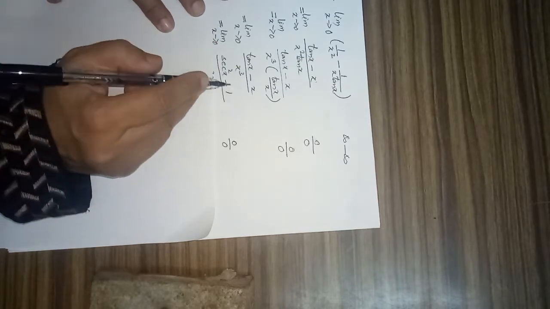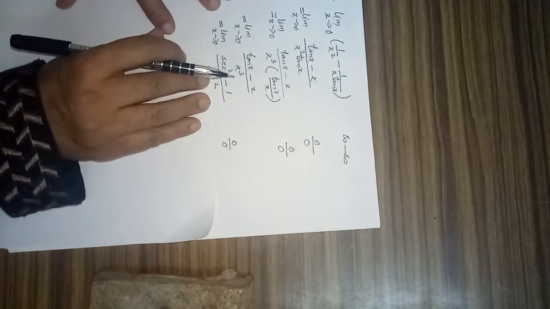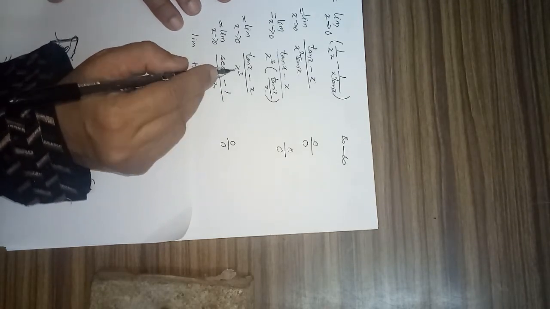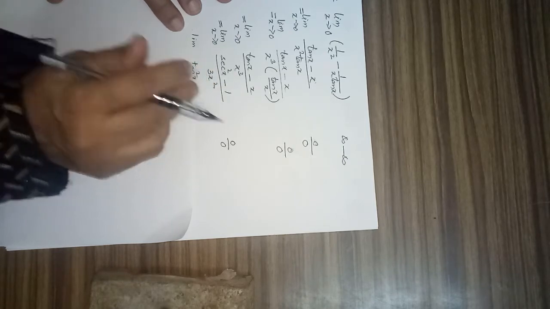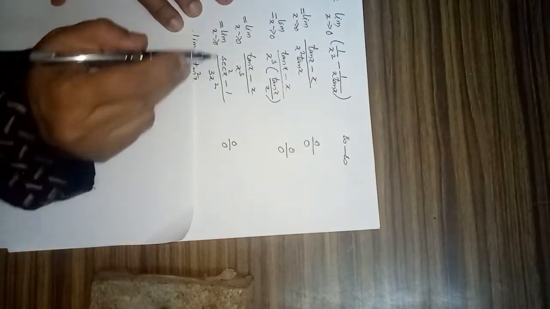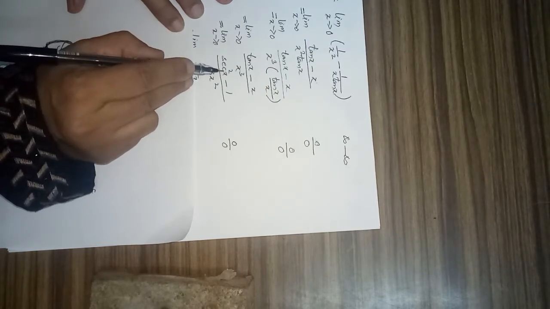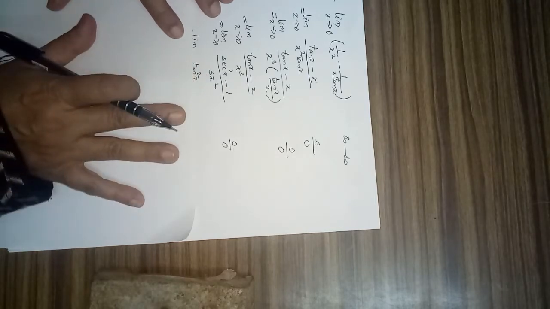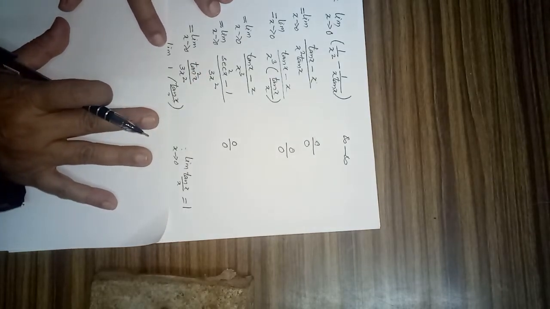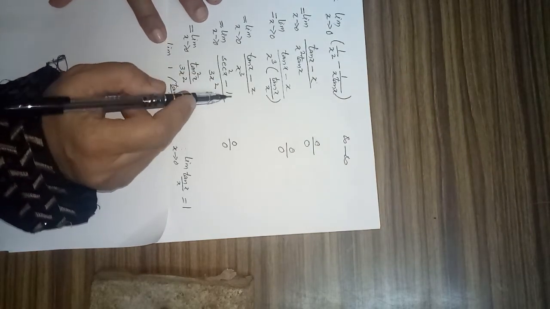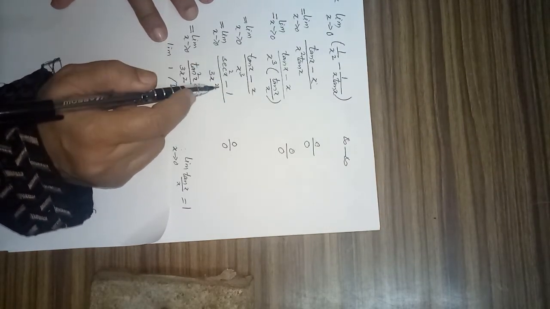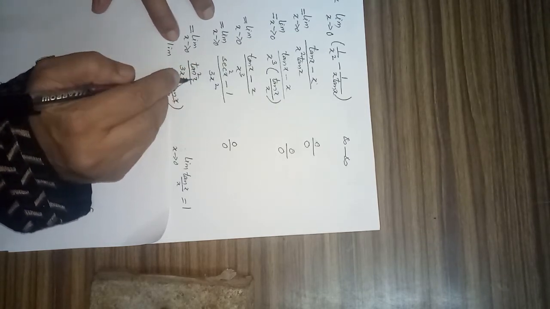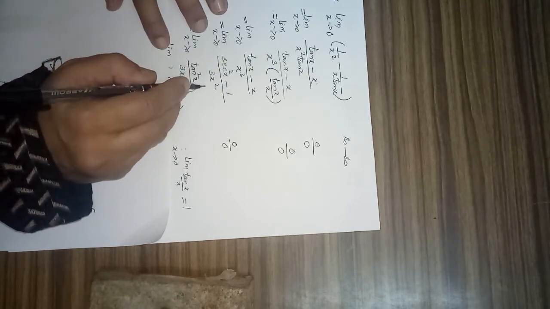Now it is 0 by 0, therefore we apply L'Hospital's rule. Derivative of tan x is secant square x minus derivative of x is 1, divided by derivative of x cube, which is 3x square. Now still it is 0 by 0. When x tends to 0, sec 0 is 1, 1 minus 1 is 0, so 0 by 0. So it is still 0 by 0 form. Therefore we continue differentiating, that is applying L'Hospital's rule. Derivative of secant square x, sec square x minus 1 is tan square x, divided by 3x square.